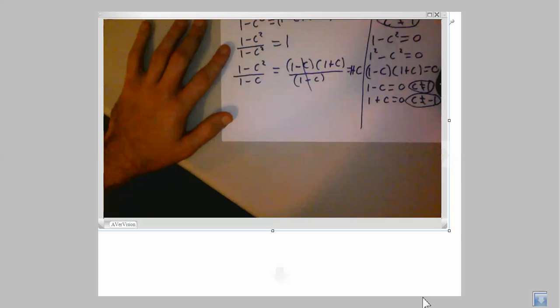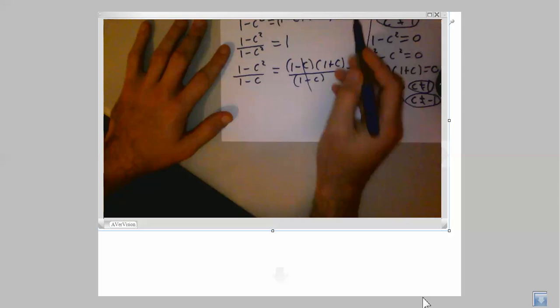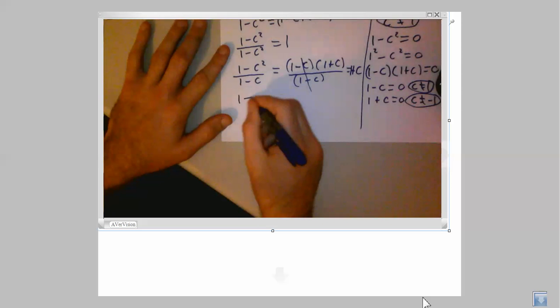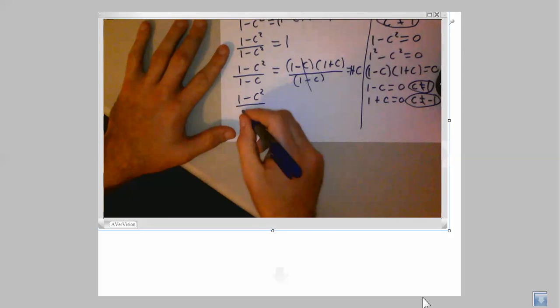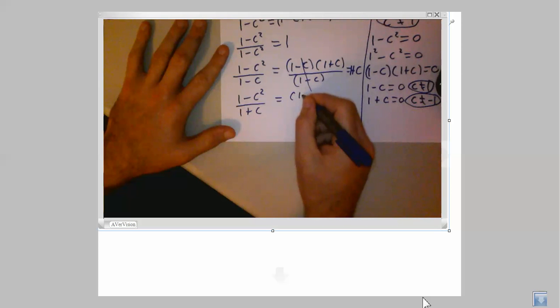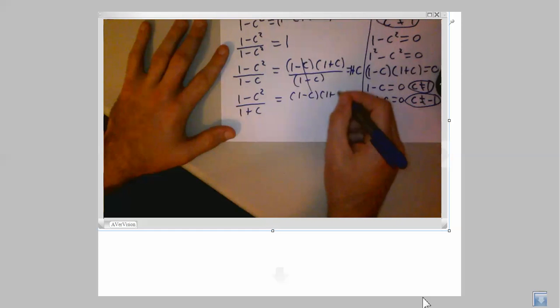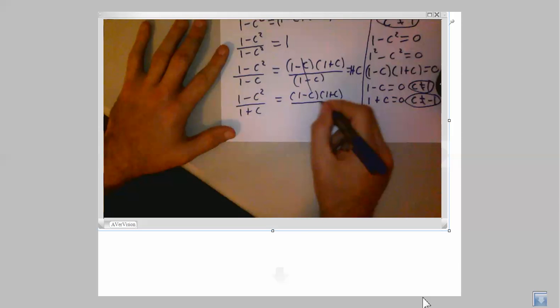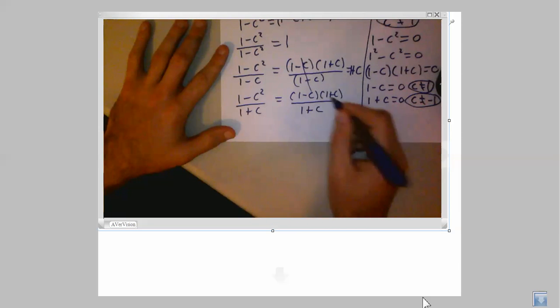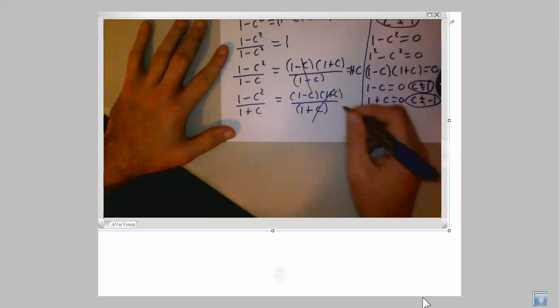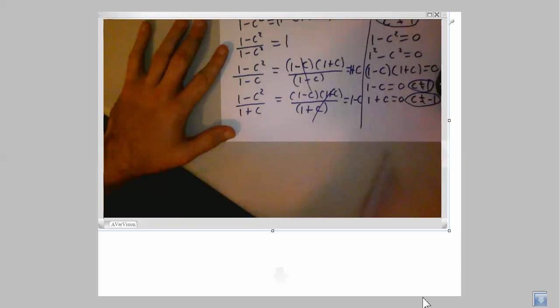And for our last denominator, just to make sure that 1 minus C squared is divisible by our last denominator, we'll just do 1 minus C squared divided by 1 plus C is equal to 1 minus C times 1 plus C divided by 1 plus C. And these cancel, which equals 1 minus C.